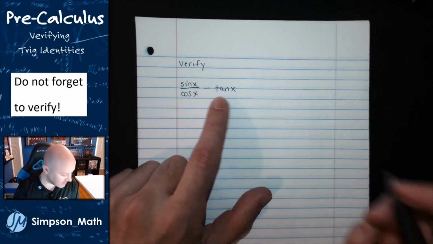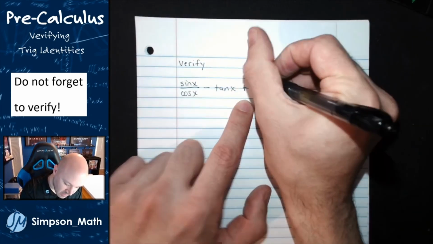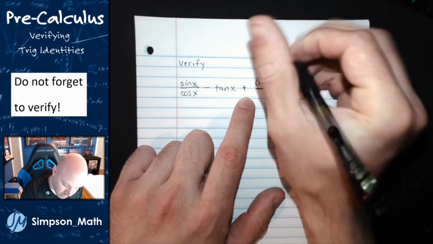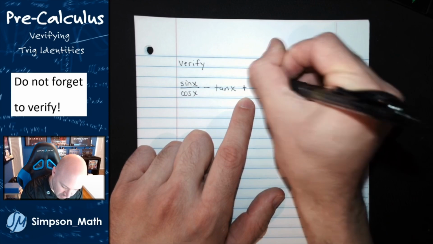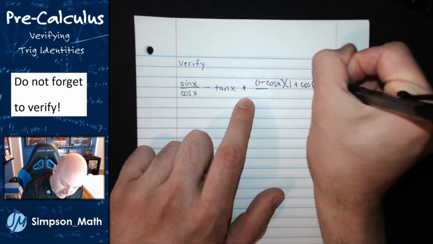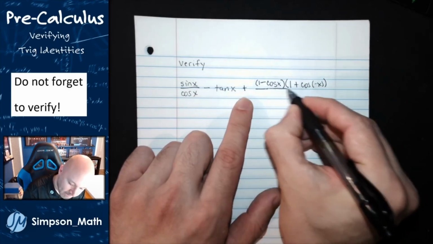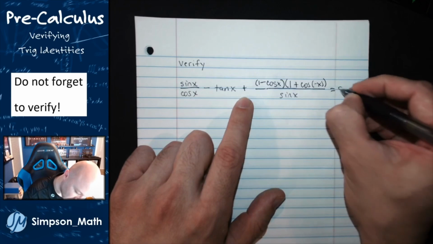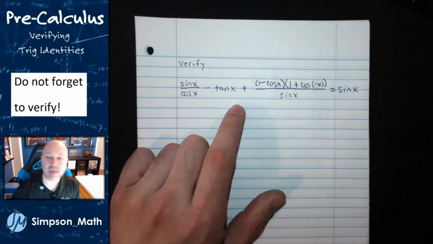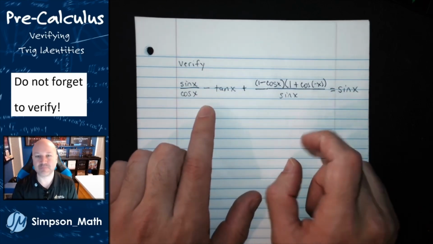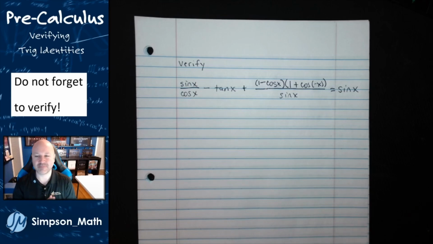Sine over cosine minus tangent plus that big fraction bar, which was 1 minus cosine x times 1 plus cosine of a negative x, all over sine of x is simply sine of x. So this is what you would give to your classmate. You say, hey, verify this thing, and then watch them suffer.